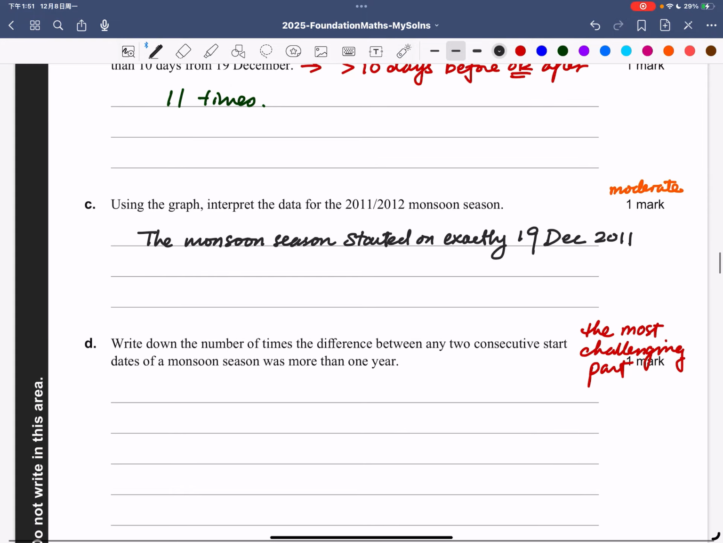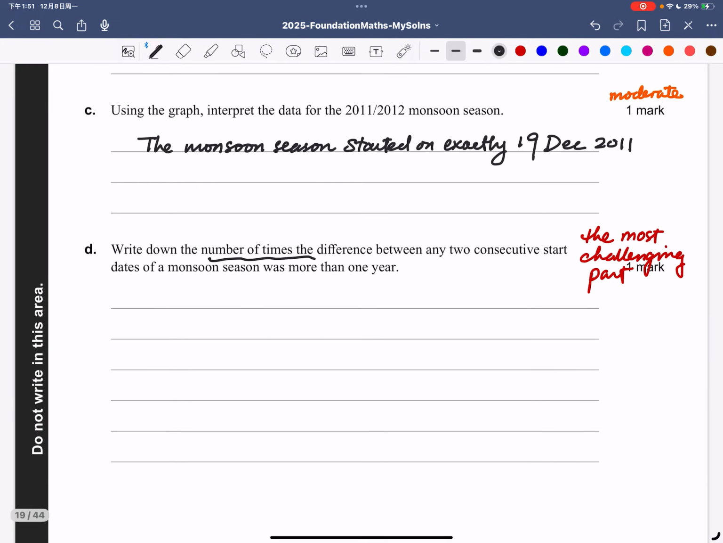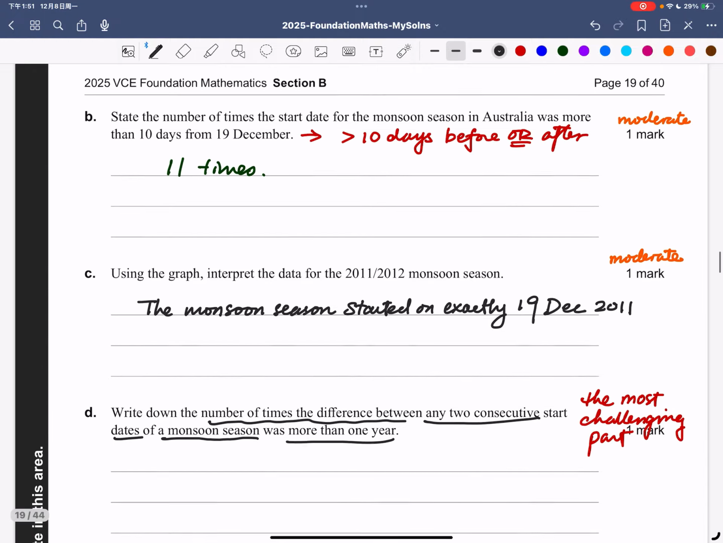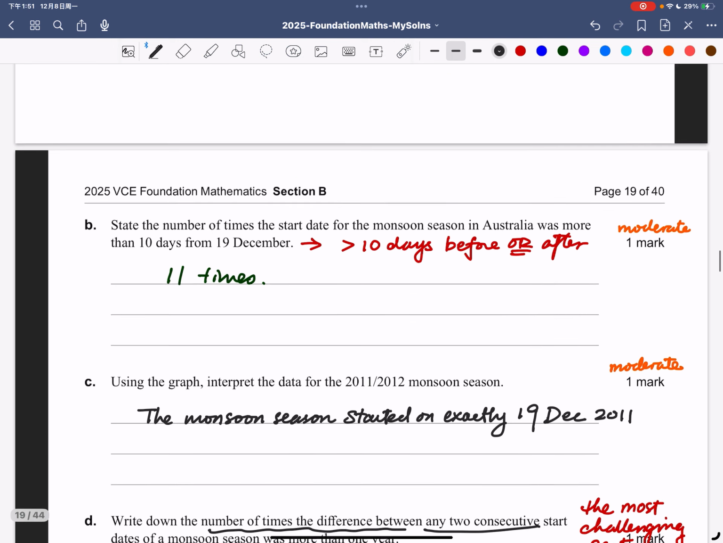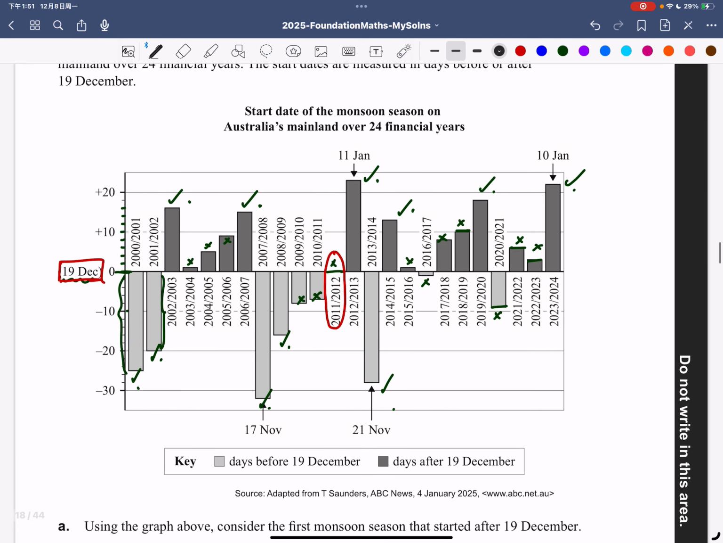Yep. And write down the number of times the difference between two consecutive start dates of a monsoon season was more than 1 year. Well, I believe this one is the most challenging part. And from my own perspective, it takes quite a while to really comprehend what the question is really looking for. The problem is we would like two consecutive start dates of a monsoon season more than 1 year, which is like larger than 365 days.